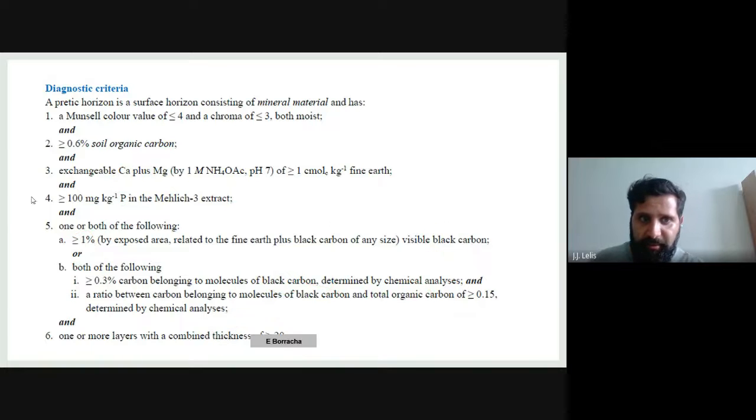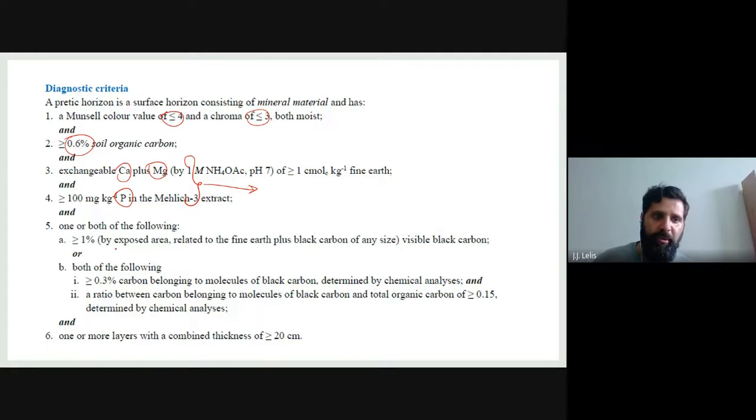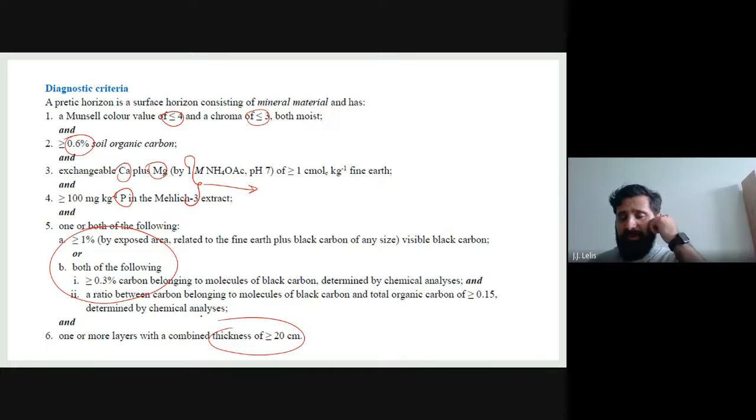So the pratic horizon is that horizon that presents dark colors, a relatively high soil organic carbon content, a high content of calcium, magnesium, and phosphorus, elements that could be released by the weathering of bones and shales. It should present inorganic carbon too, from ash, from coal, and should present a thickness of at least 20 centimeters.